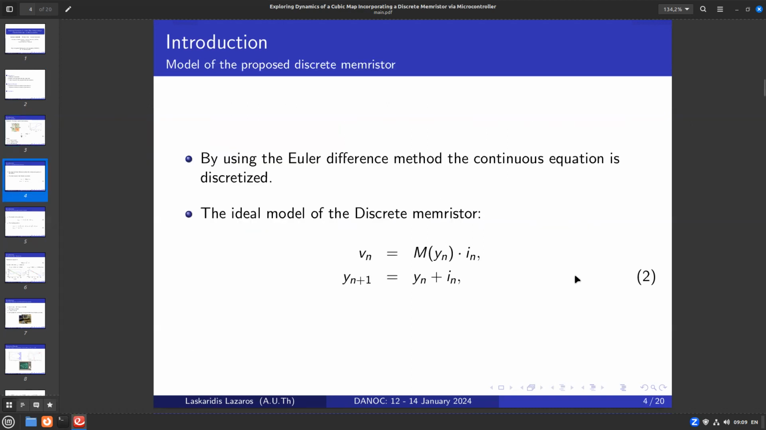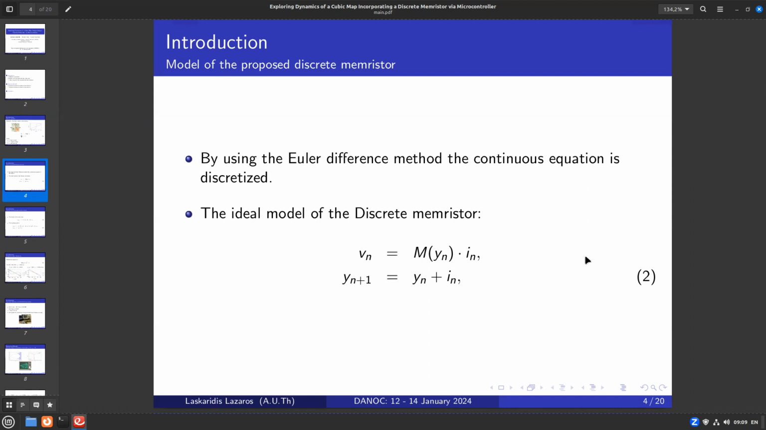Now, we are going to talk about the model of the discrete memristor and how we are going to transform from the continuous to the discrete memristor by using the Euler difference method. The continuous equation 1 that we saw before is now discretized, and the ideal model of the discrete memristor is presented here by equation 2.